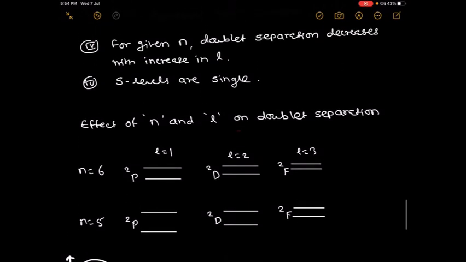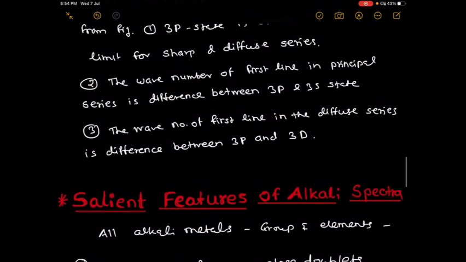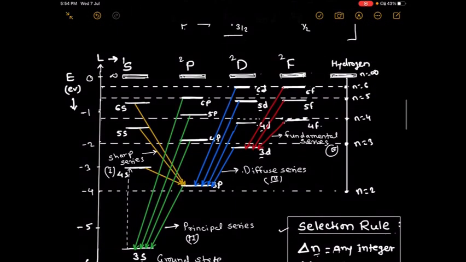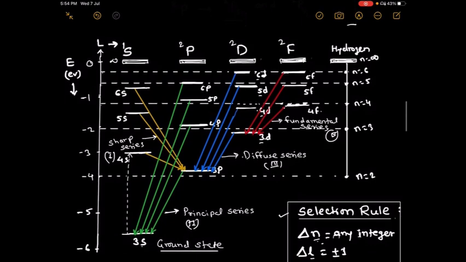Now, these are the salient features of the alkali spectra. Those salient features of the alkali spectra we drew from the spectrum of sodium. That sodium spectrum we have to discuss here. Except S state, all are doublets. And from those doublet states, the transitions which are allowed spectroscopically give the resulting four spectral lines or spectral series. Those spectral series arise when delta n takes any integer and delta l is plus or minus 1. And that is today's discussion under the sodium spectrum and its doublet structure.